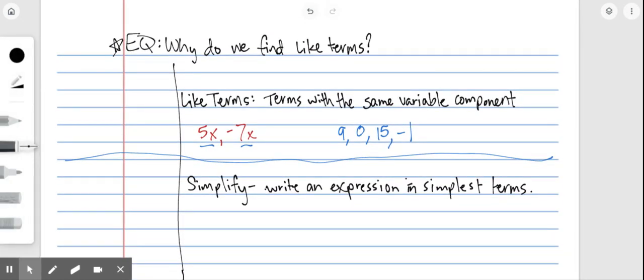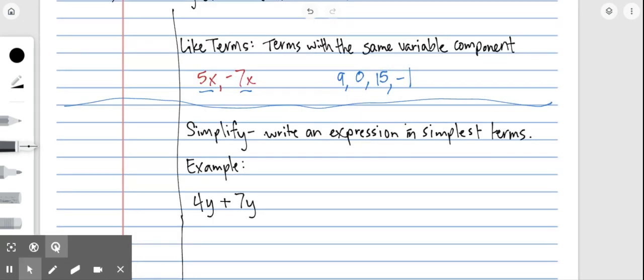So basically, simplifying an expression is like you have a really big expression and you want it to be 1 or 2 characters long instead. So it's like a nickname for an expression. So instead of saying 18x plus 2x minus 17x plus 33x, you write just one term because you've simplified it into the simplest terms. So let's do an example.